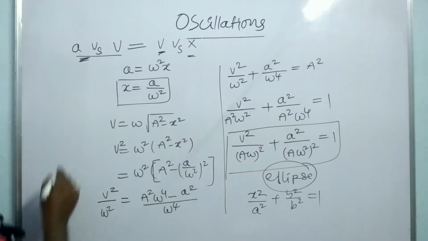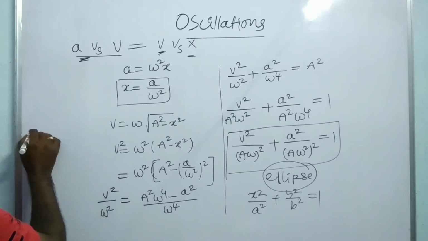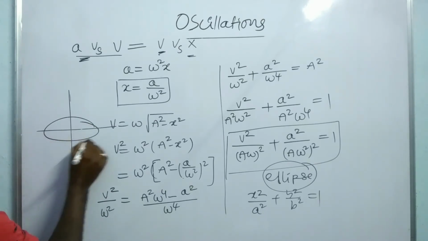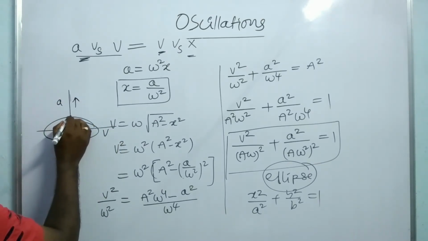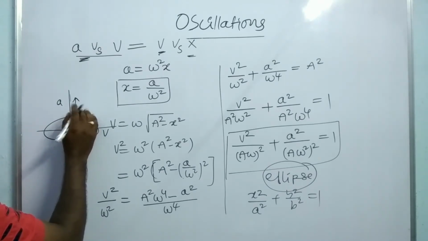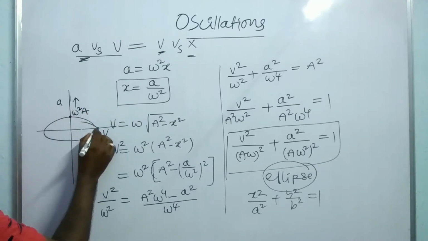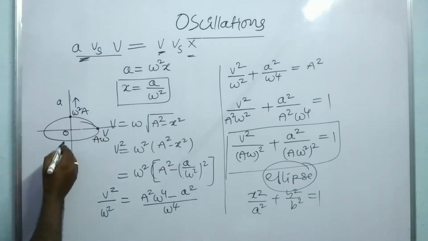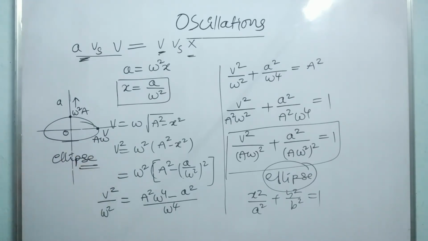So here is the graph. This is the ellipse, where this is v, this is a, and here a omega square. It means omega square a. The maximum velocity is a omega. So this is the origin. So the shape of the graph is the ellipse here. Okay. Right.